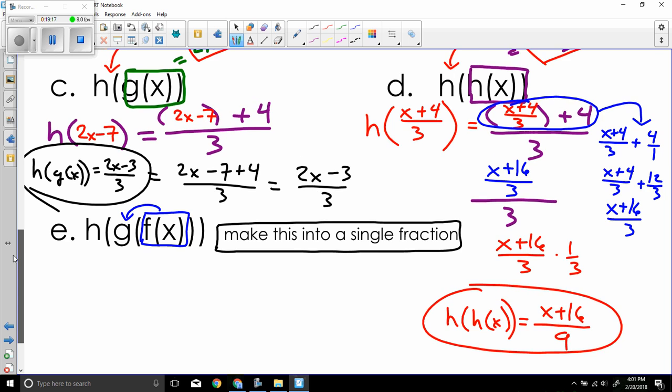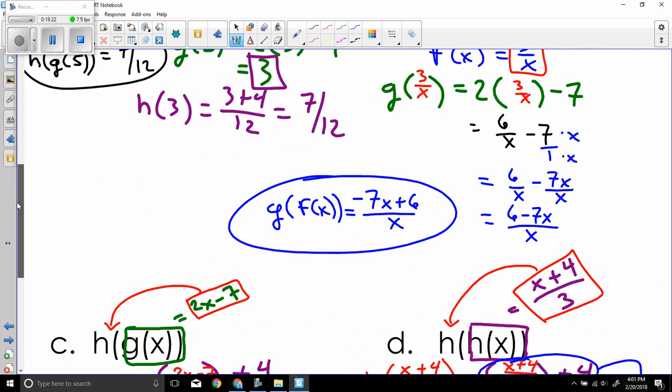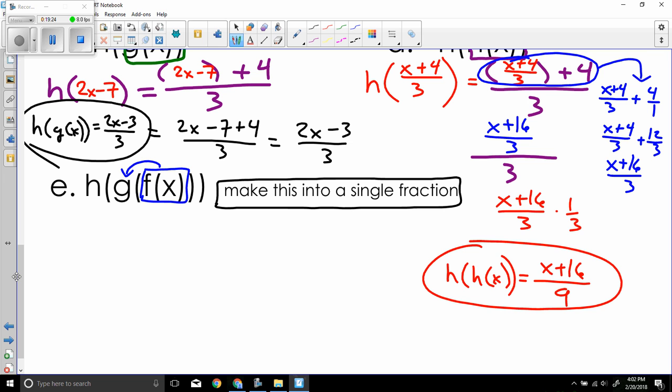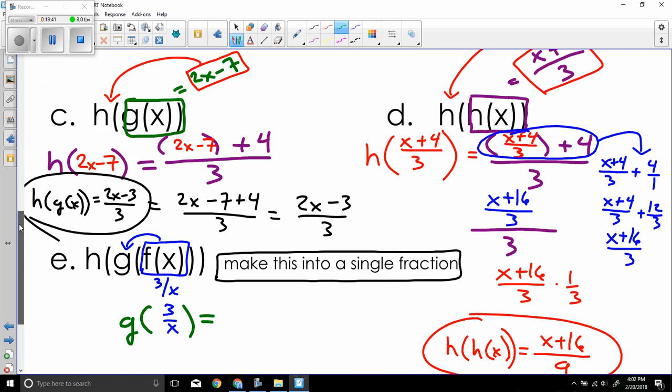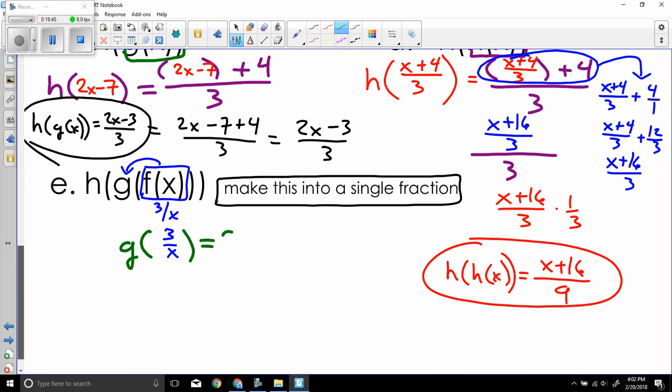Let's look back up here. I've forgotten already. f of x was that 3 over x. So I'm supposed to take 3 over x and plug it into this g. Well, then I'm looking for g of what? Well, of 3 over x. That should be equal to what? That's 2x minus 7. So this is 2, oh, what's x minus 7? Well, again, you know what x is. It's just 3 over x.